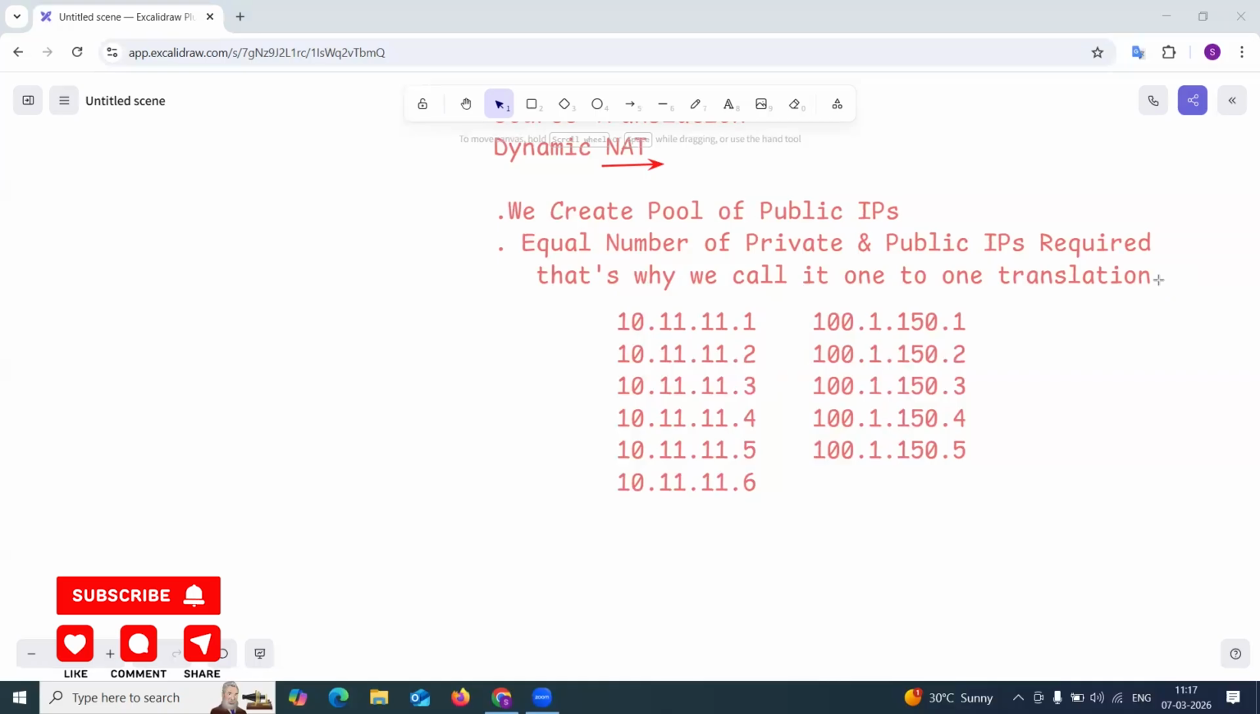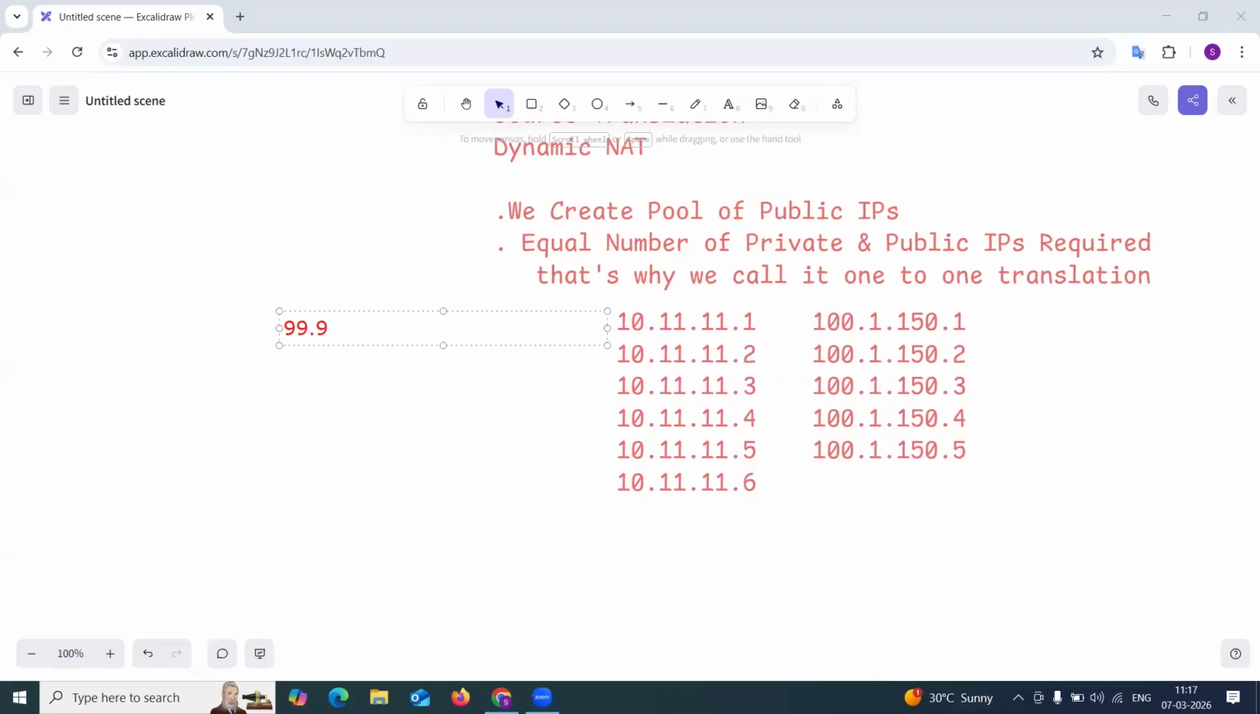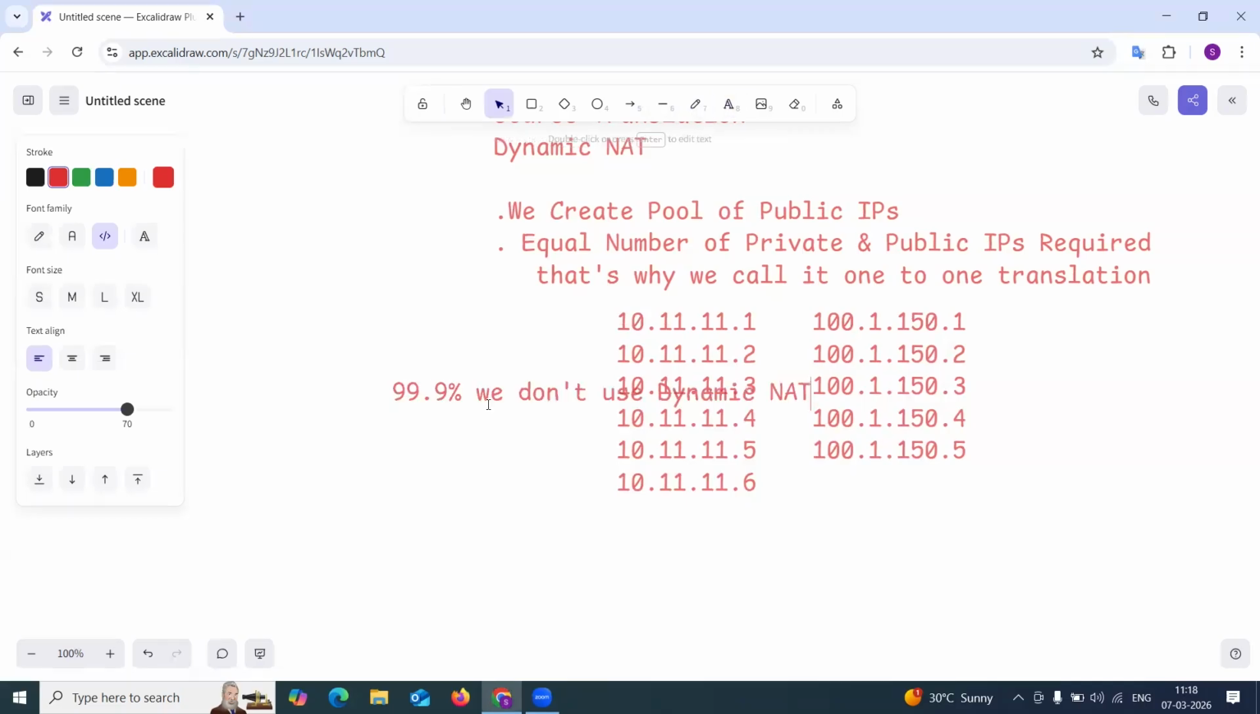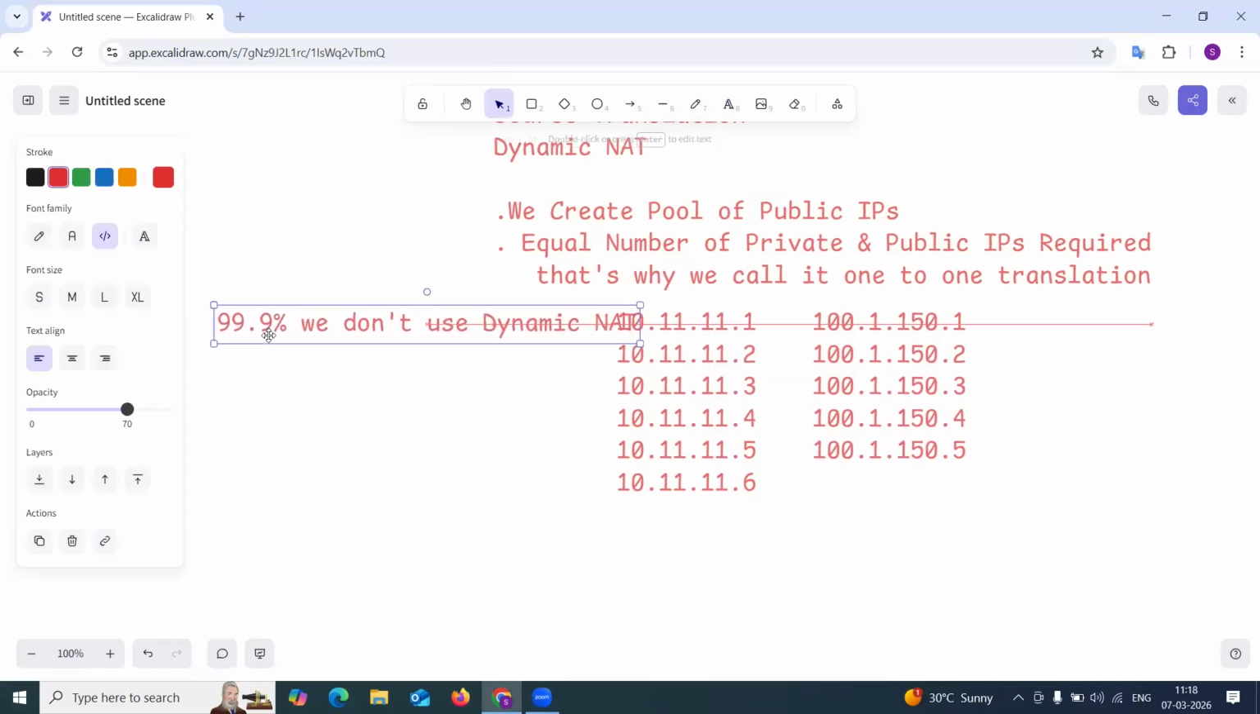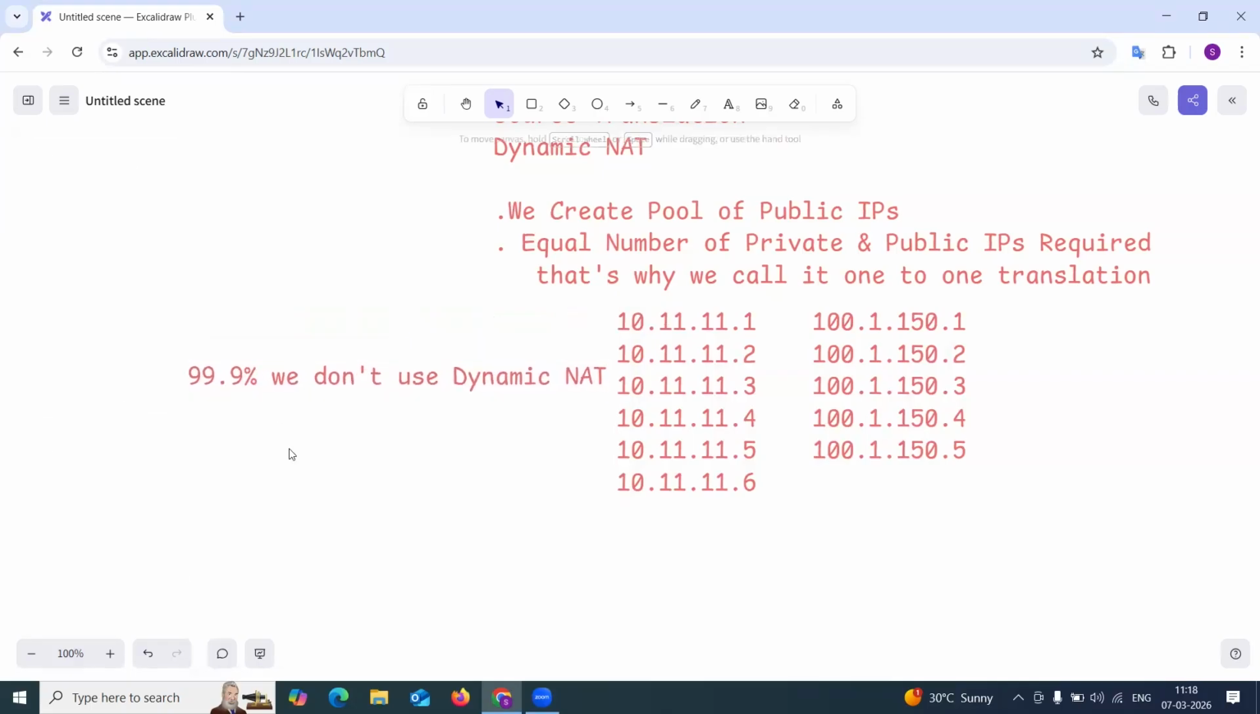In real time, do we use dynamic NAT? Till now, I haven't seen it. It means 99.9% we don't use dynamic NAT. This concept is not used. 99.9% I'm saying this concept is not used in real time. But still I'm showing you the practical of it.